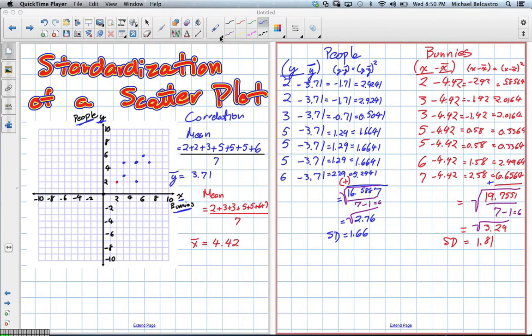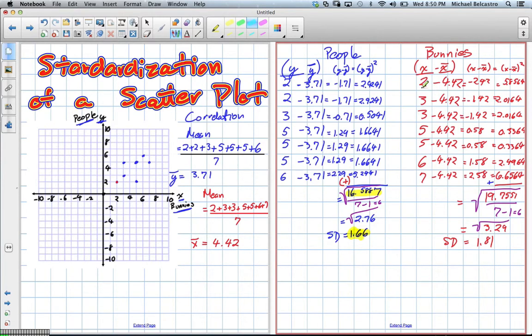All right, so we did a heck of a lot of calculating, okay? And we'll quickly walk through the process. We found our mean for people. We subtracted by the mean. Then we squared those values, added them all up, right? And we got this value when we added that all up. We divided by 1 less than the number of terms. So there were 7 terms. We divided by 6. We square rooted. Our standard deviation for humans is 1.66, okay?